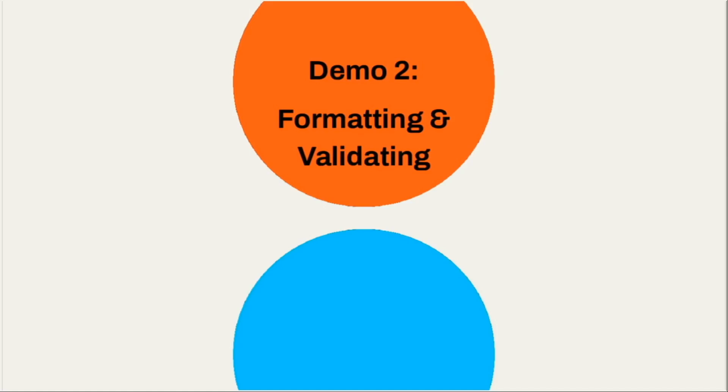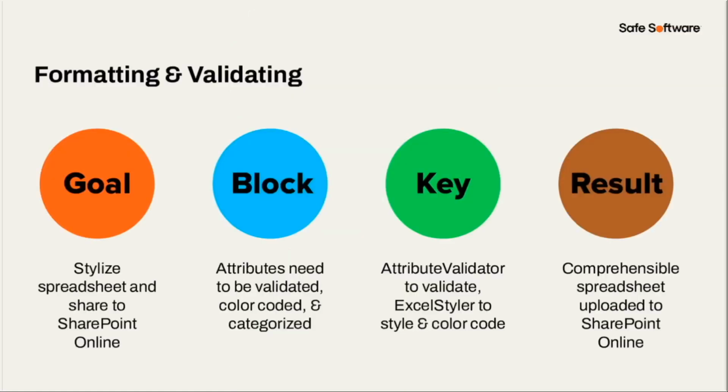So in the second demo here, we're going to take that data set from the demo that Kaylin just presented and refine it a little bit further. So first, we're going to validate our attributes. We're going to add some color coding and categorization, and I'm going to show you how to do that using validation tools and how to add stylization using the Excel styler transformer. And at the very end of this, we're going to upload that spreadsheet to SharePoint Online.